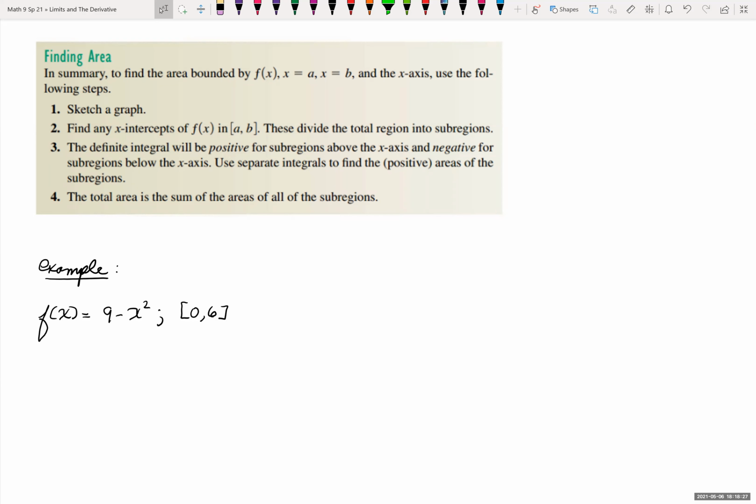We talked about this again earlier this week in class, but in summary, to find the area bounded by f of x and x equals a and x equals b and the x-axis, use the following steps. So it's helpful if you could first sketch your graph.